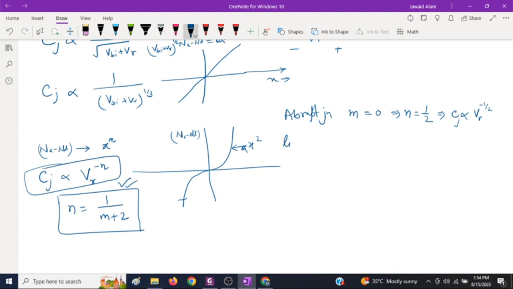Likewise for a linearly graded junction, m is equal to 1. This implies that, from this equation, n is equal to 1 by 3. This implies that the junction capacitance will be proportional to Vr to the power minus 1 by 3, as in this case.